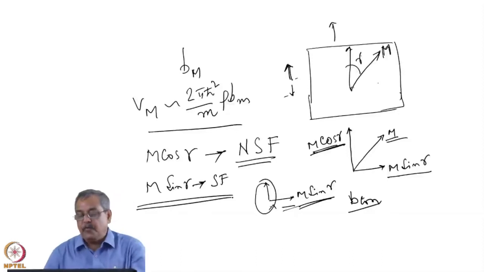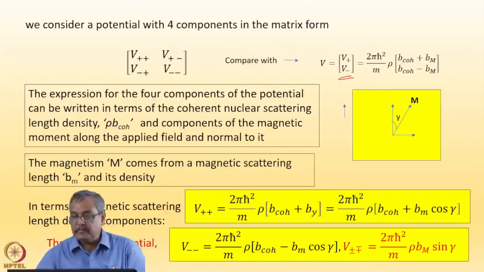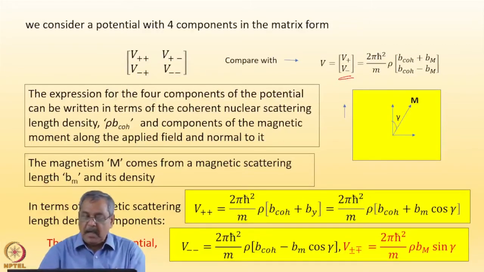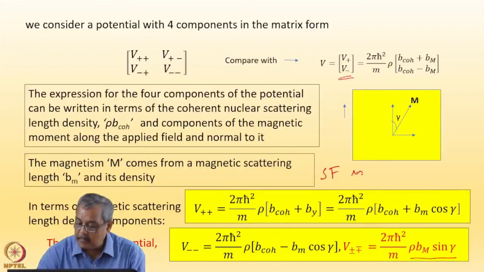Now please check that in this four component potential, I have got V plus plus, which is rho B coherent plus BM cos gamma, and this is 2 pi h square by m, rho B coherent plus BM cos gamma. V minus minus is just this with the sign going negative, as I explained just now. But now we have got two components of potential which are plus minus, that means up goes to down or down goes to up, given by the normal component of the spin. And this spin flip component is purely magnetic in origin.